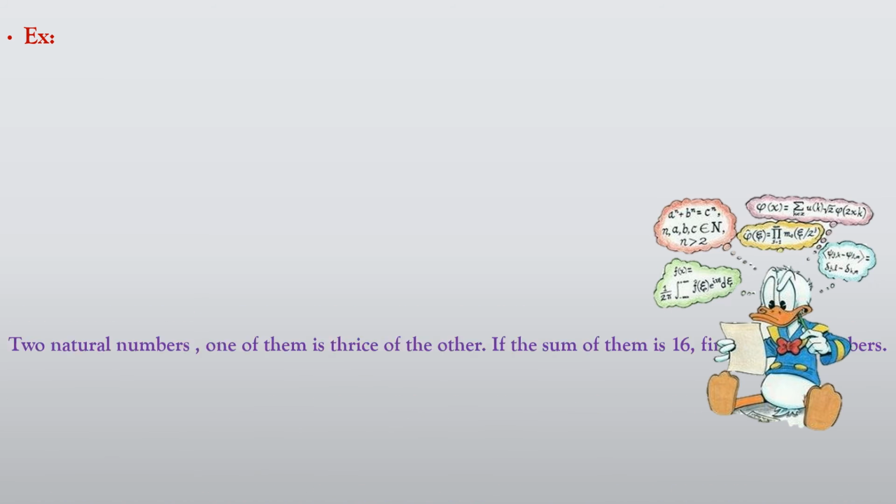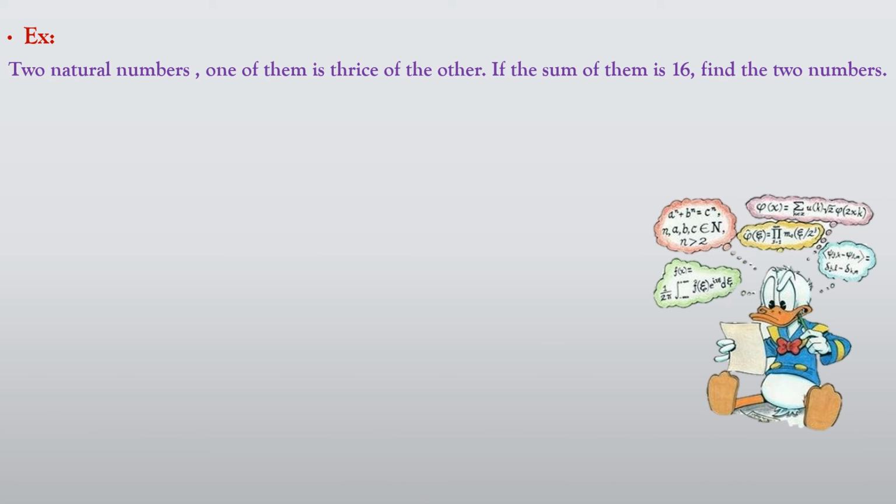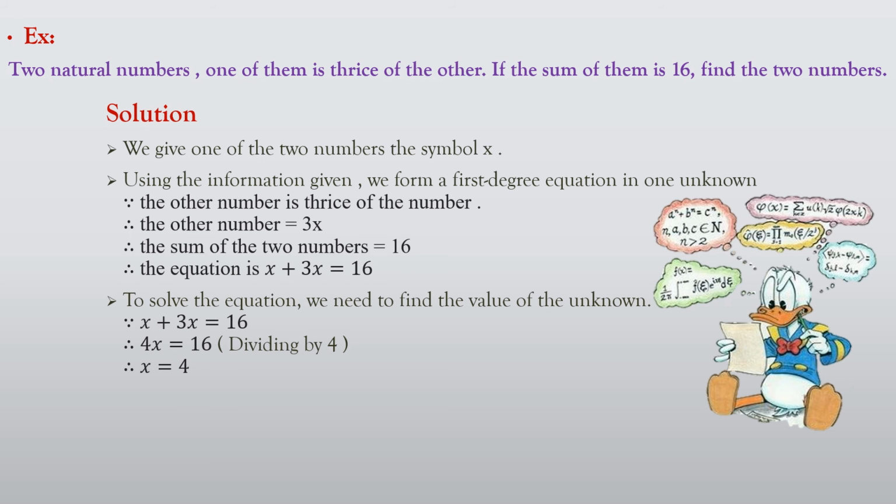We have here an example of two natural numbers. One of them is thrice the other. If the sum of them is 16, find the two numbers. For the solution, we give one of the two numbers the symbol x. Using the information given, we form a first-degree equation in one unknown. Since the other number is thrice the number, the other number equals 3x.